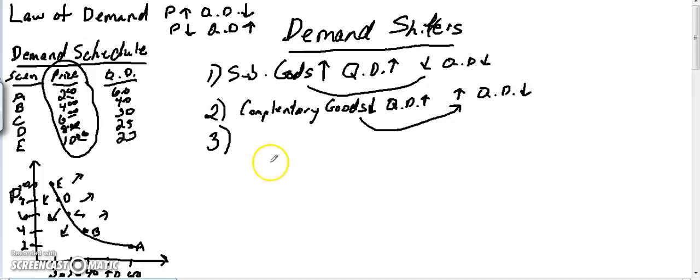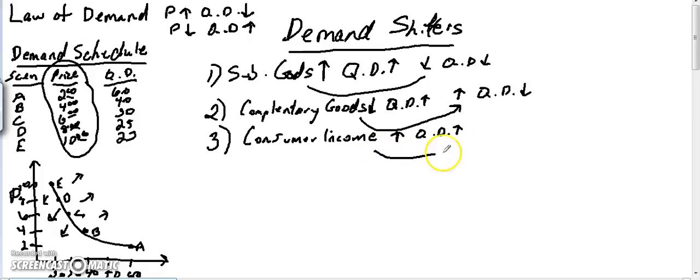The third one mentioned in the textbook is consumer income, and this is about as common sense as it gets. If my income goes up, if Gomer Pyle makes more money, well then guess what? He's going to have more money to spend on products. The quantity demand is going to go up, and vice versa. If he takes a pay cut, or something else happens and a decrease in income takes place, then he's not going to be able to spend as much on buying songs. He's not going to be able to buy as many songs.